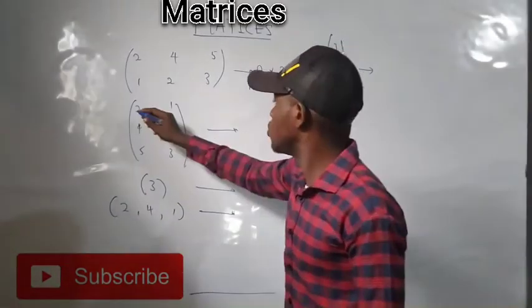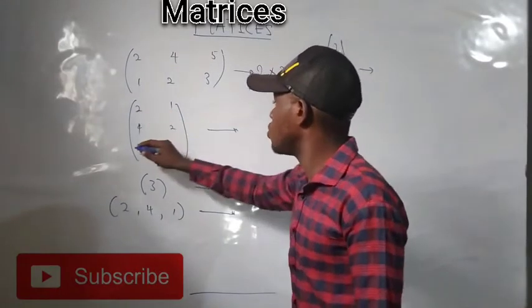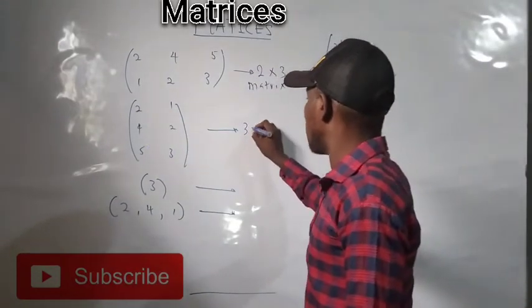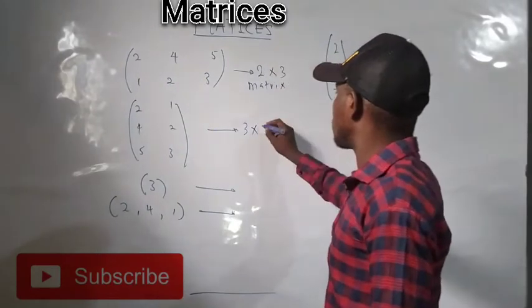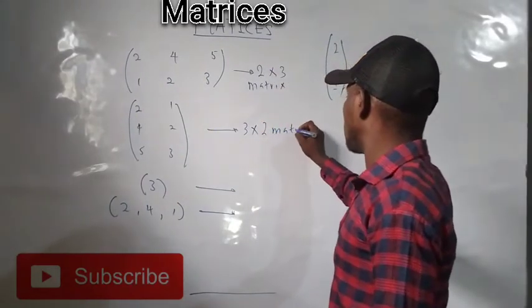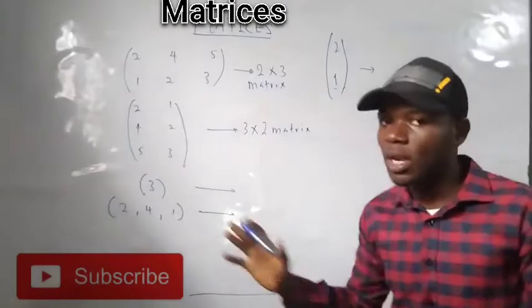Meanwhile, how many rows do I have here? I have 1 row, 2 rows, 3 rows. So it's 3 by what? 3 by 2 matrix. So that is how we understand such.